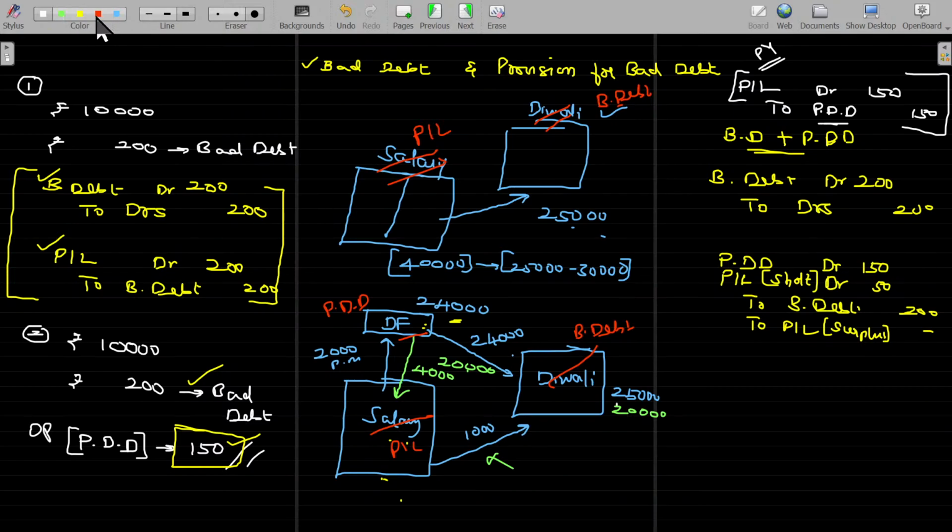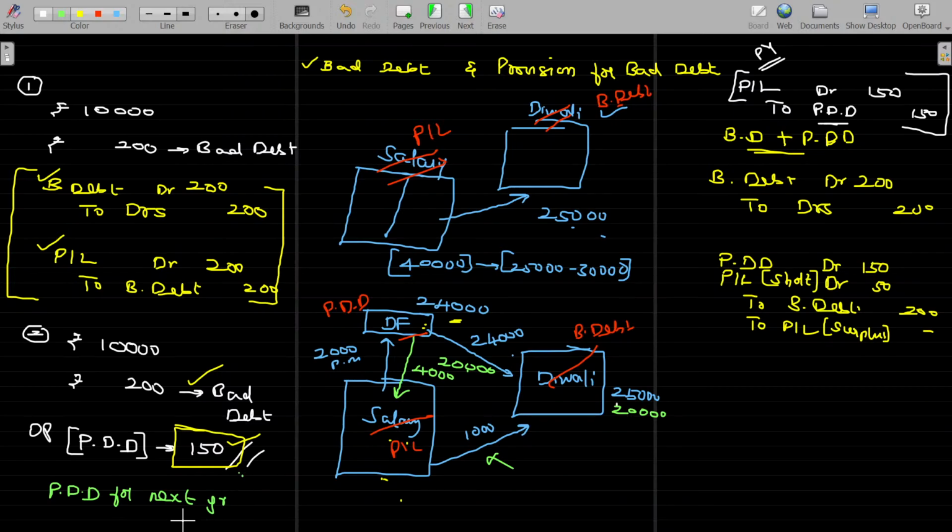Can we do so? Let's see here. I am going to incorporate one new thing: PDD for next year required. This is the PDD created in the previous year to adjust the bad debt in this year. Similarly, it happens in the next year also. We may face bad debt. How do I manage that? Create a PDD in this year to meet the bad debt expense.